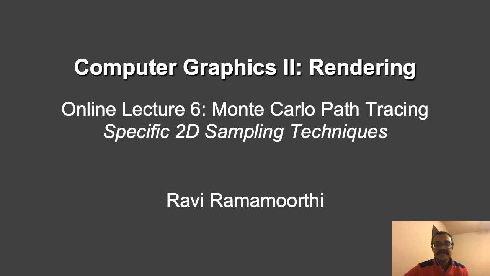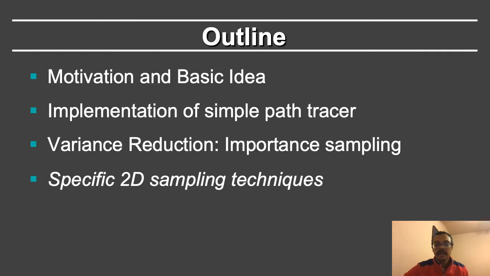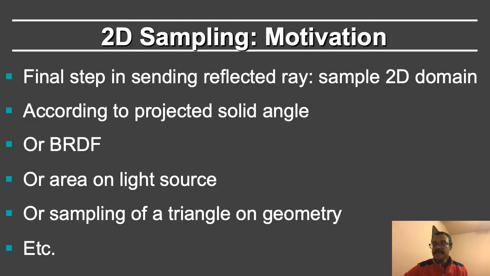We will now discuss some specific 2D sampling techniques which you will need in practice to implement your Monte Carlo path tracer. These techniques are important in order to do basic things like sampling the hemisphere or sampling the BRDF. It is the final step in tracing the reflected ray. You have to pick an actual 2D direction, for example, according to the projected solid angle or the BRDF or the area on the light source, or perhaps even sampling a triangle on geometry.